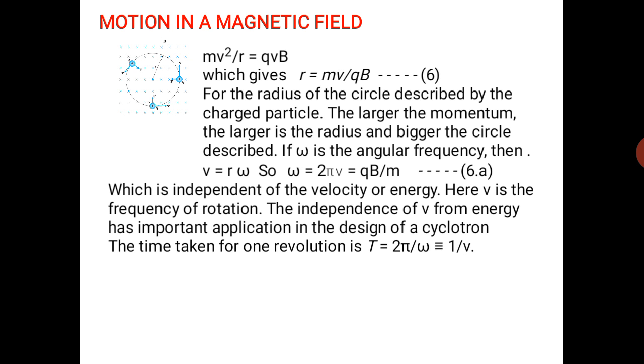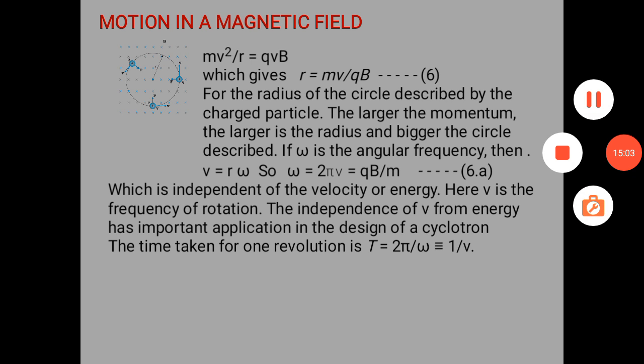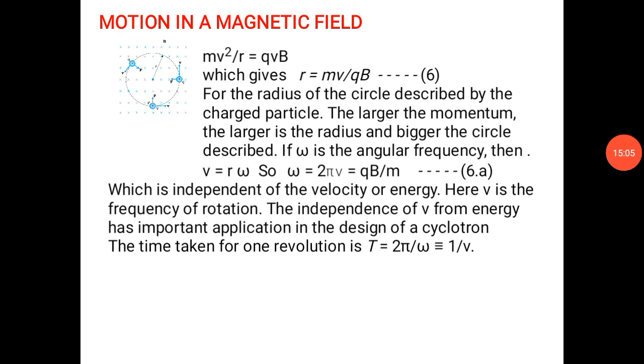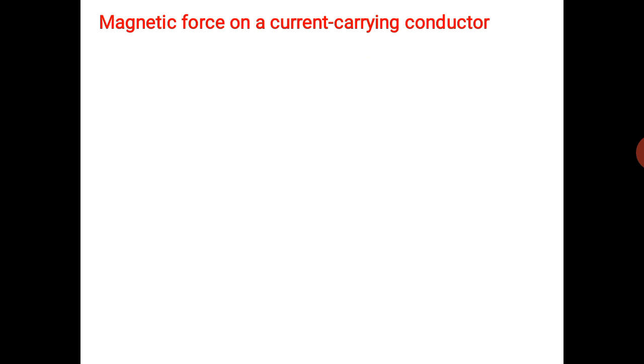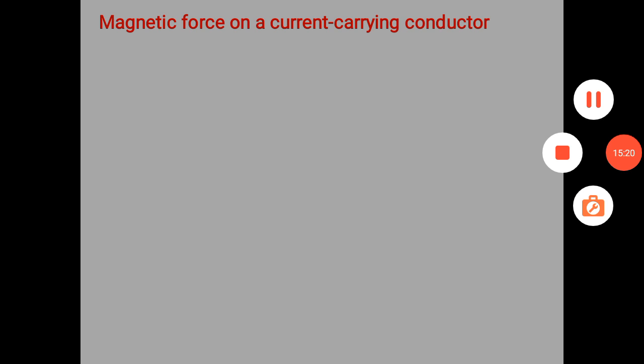So just note down the important points, motion in a magnetic field. Cleared? So in next class we can discuss about the remaining part of this, that is magnetic force on a current carrying conductor. Okay, thank you.